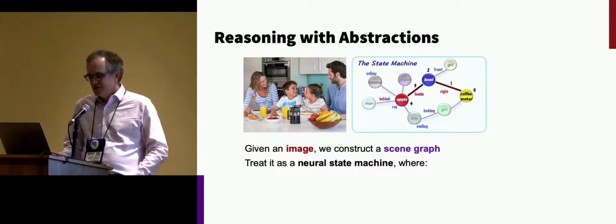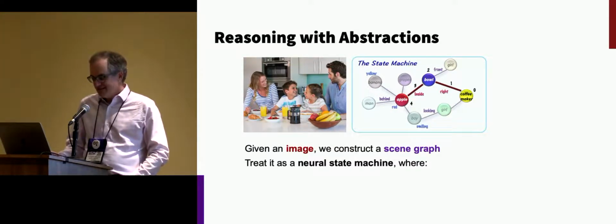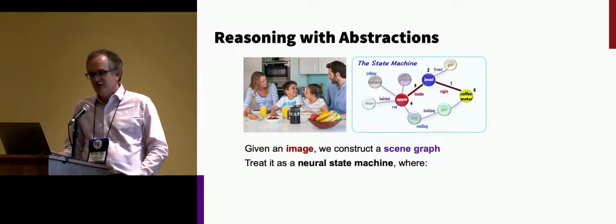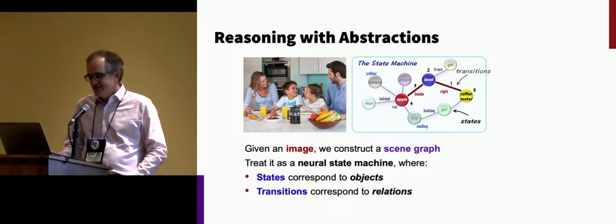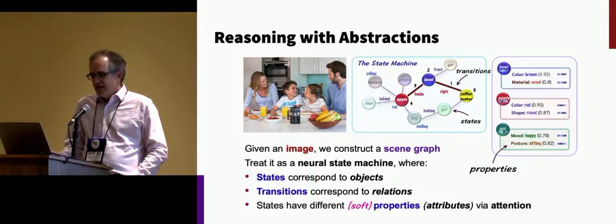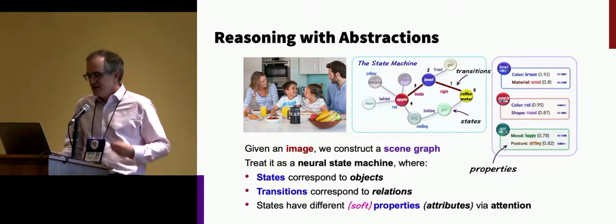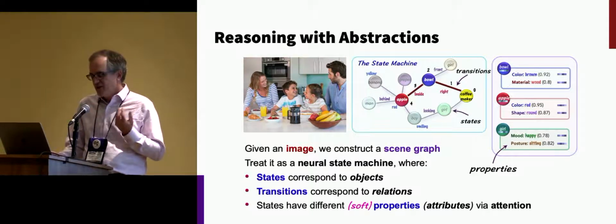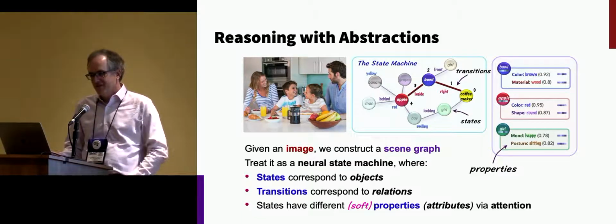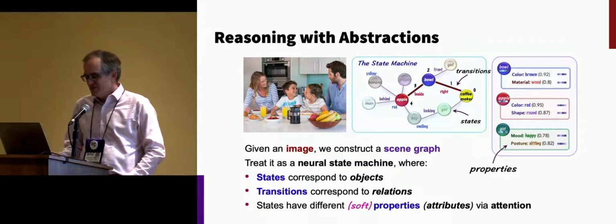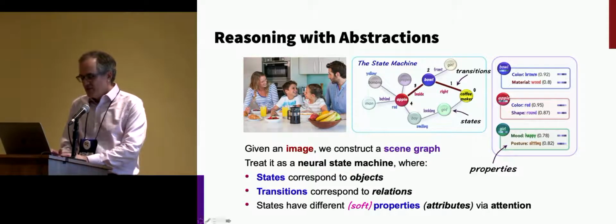So what do we do? Given an image, we construct a scene graph. Then we treat that as a kind of state machine, giving us a neural state machine, where the states are the objects and the transitions correspond to relations. And what is a state? A state is going to make use of attention. It has attention over what kind of object it is, and attention over different properties, both of which are represented softly as attention distributions, but in a fairly peaked manner.